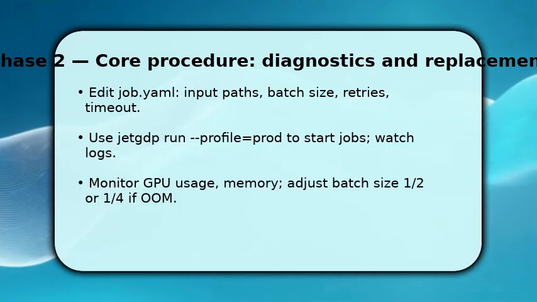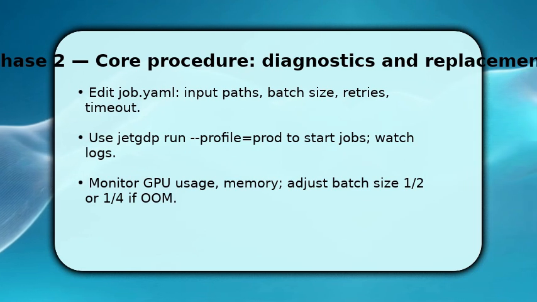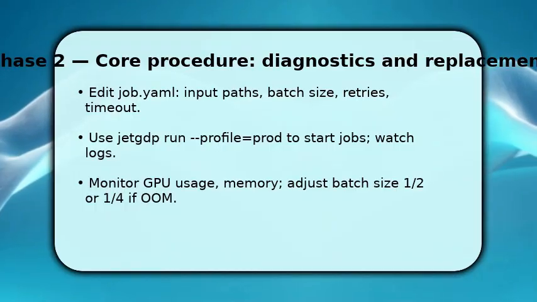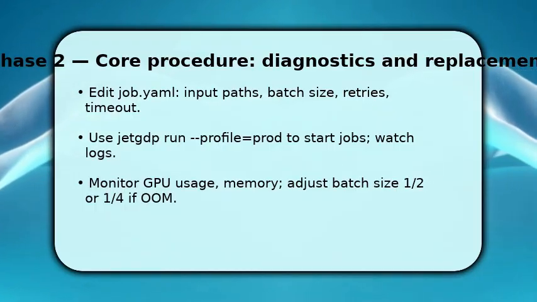If GPU memory spikes, reduce batch size to 1/2 or 1/4, or switch to CPU mode temporarily. Also use jet status to inspect queued tasks and requeue failed items. This keeps the pipeline flowing without manual restarts.